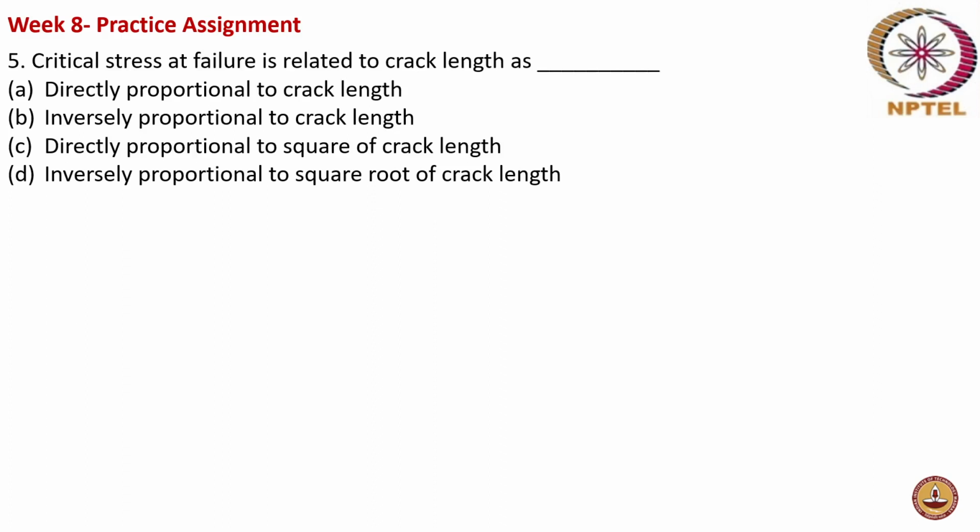Critical stress at failure is related to crack length. How is it related? Is it directly proportional to crack length, or inversely proportional to crack length, or directly proportional to the square of crack length, or inversely proportional to the square root of crack length? How is critical stress related to crack length? Critical stress of failure is the stress beyond which you can see failure.